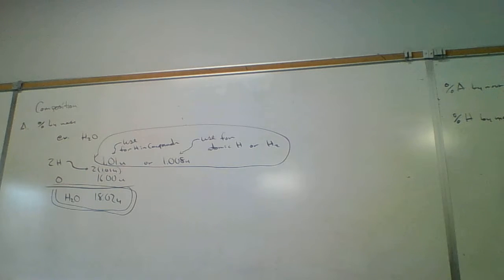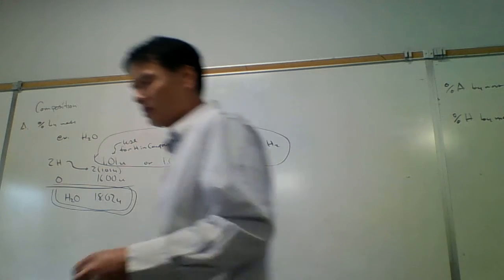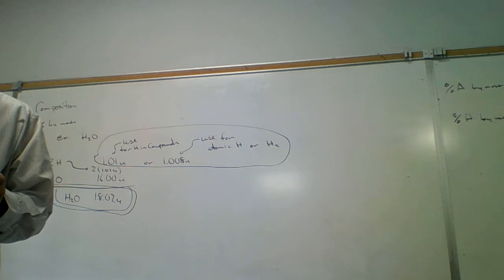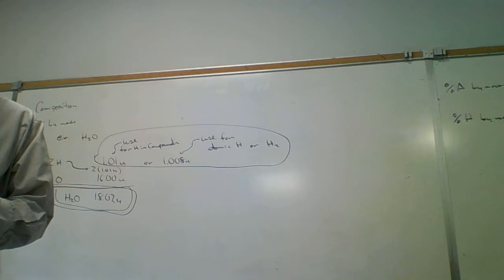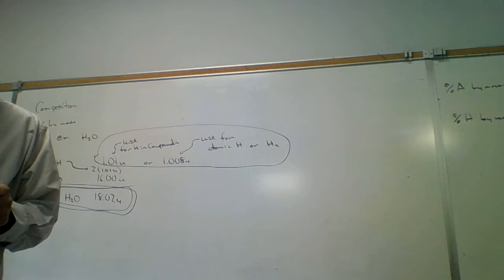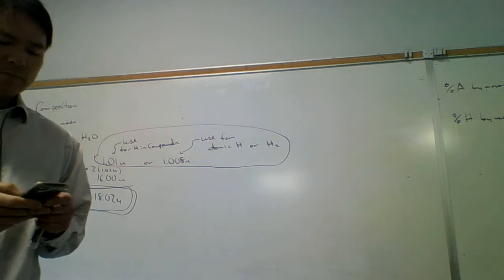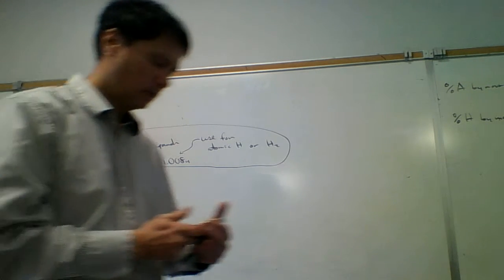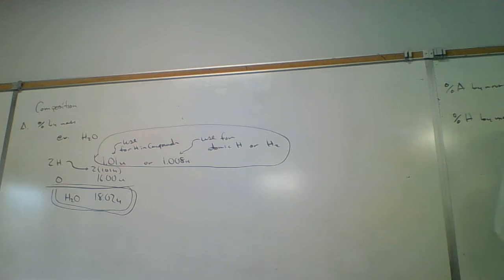And so this is going to be 2.016. Calculator, have to use this. We have 2.016 divided by 18.02 times 100, 11.187. So we get 11.187% hydrogen by mass.